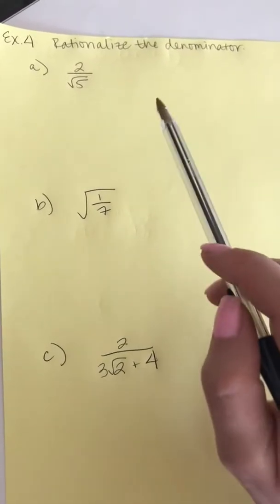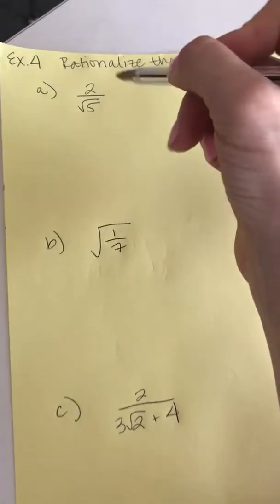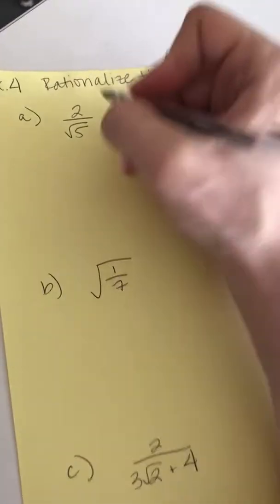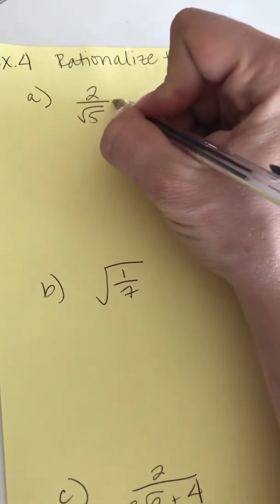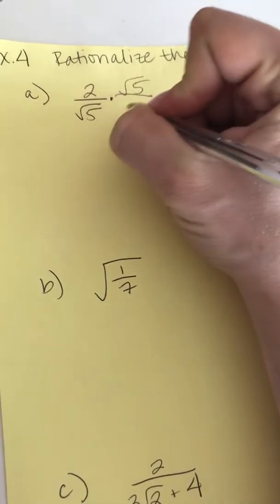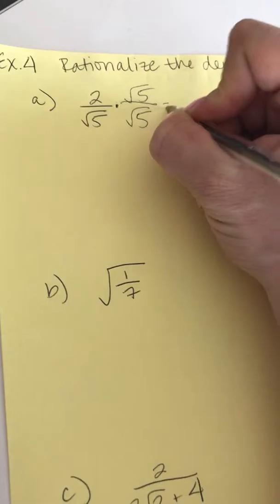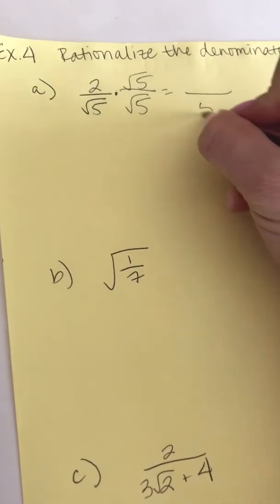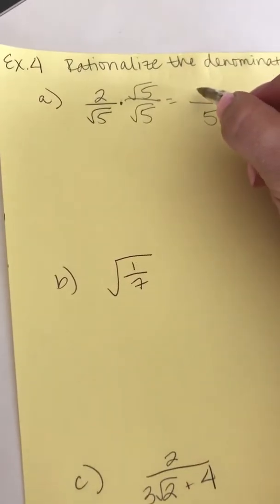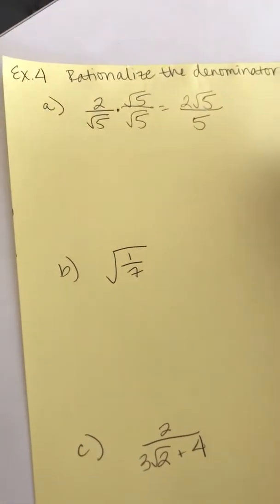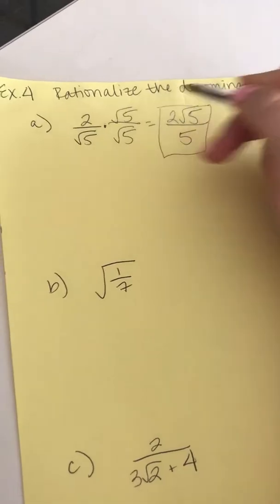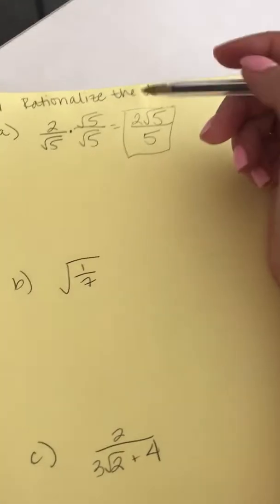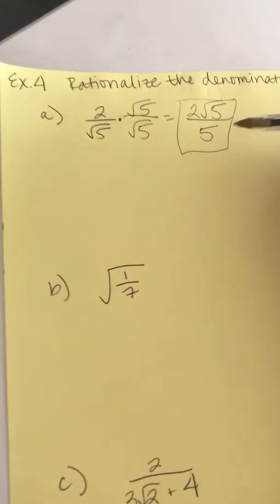Rationalizing the denominator. If you have a radical in the denominator, if it's just a single radical like this as opposed to example C, then you just take that radical and multiply it on the top and the bottom. Because what that does is square root of 5 times square root of 5 is 5, and then this is just 2 root 5, and that's all.